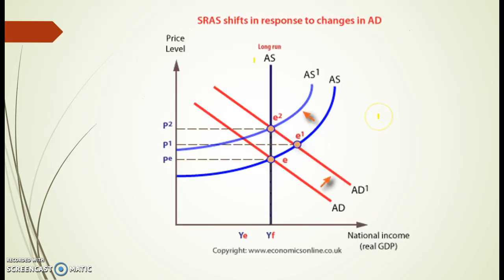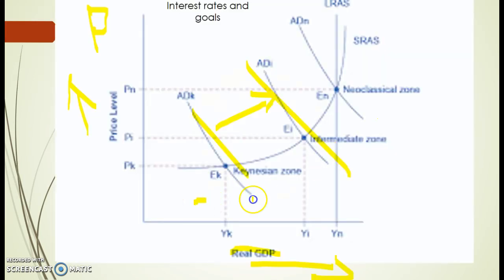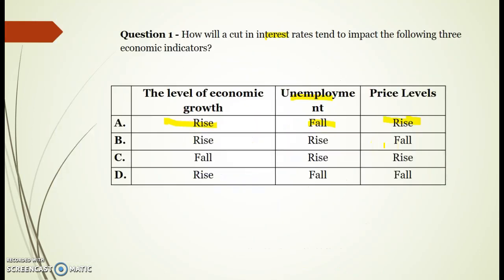If it shifts just the aggregate supply curve to the right, then the only difference is it would be a rise in economic growth, a fall in unemployment, but a fall in price levels. So, for example, if the question asks you what's the impact of increased productivity, it would be D: a rise in growth, fall in unemployment, and a fall in price levels. If it's lower real unit labour costs, increased participation, any supply side factor or anything that increases our productive capacity, it is D. Anything that increases demand is A.